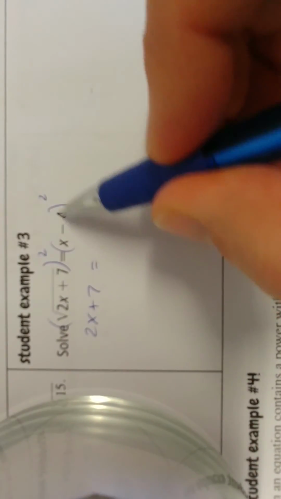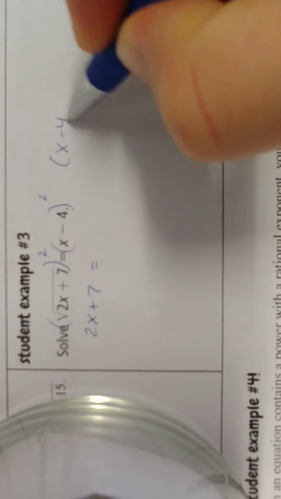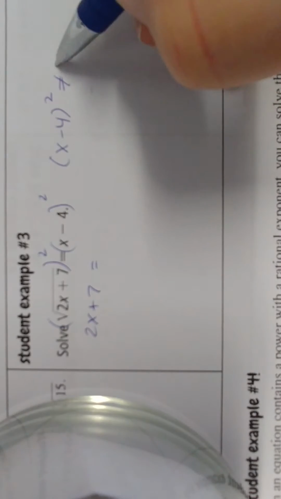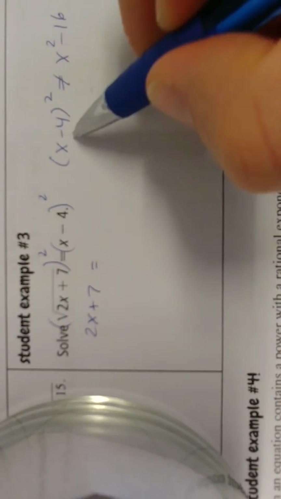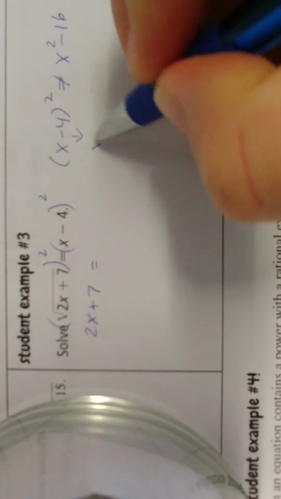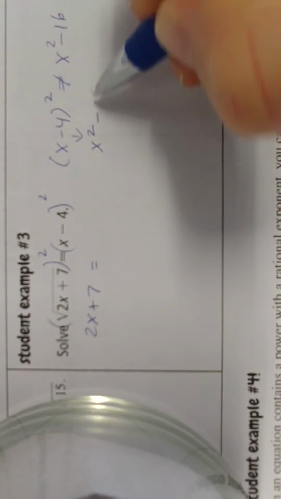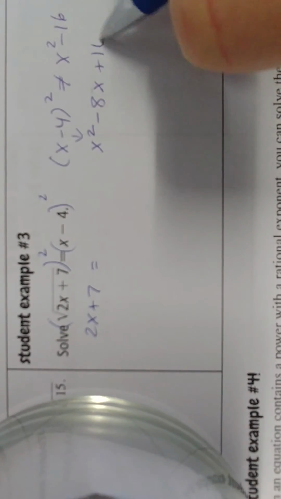However, what I have now is a quadratic, right? I have x minus 4 squared. That is not x squared minus 16. Okay, we don't distribute the square. We have to actually FOIL this out. So it's going to be x squared minus 8x plus 16.